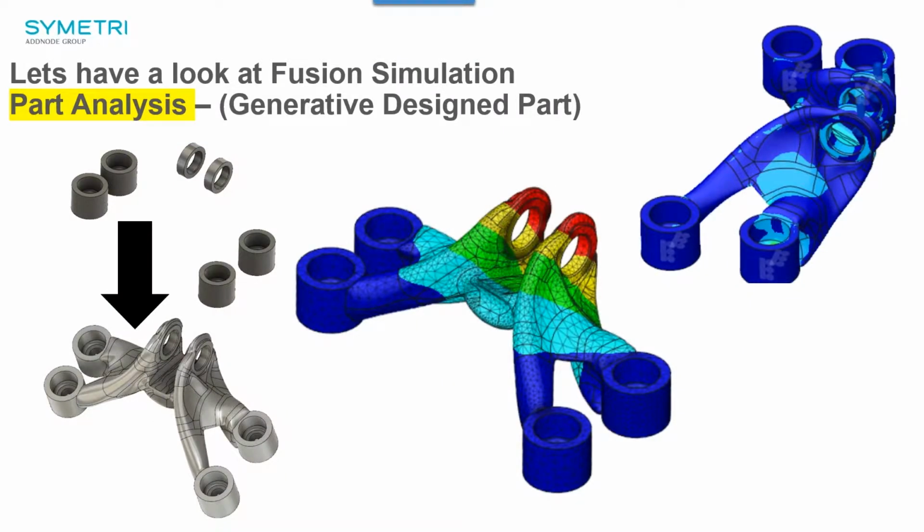Okay. So the example we're going to have a look at is, if you joined us 2 weeks ago, we did an example on generative design. This is the part which was generated. Once you download the actual product, it does go through FE in the background as it goes through the generative process. We're going to do a validation on this part, going through simulation again using Fusion simulation.